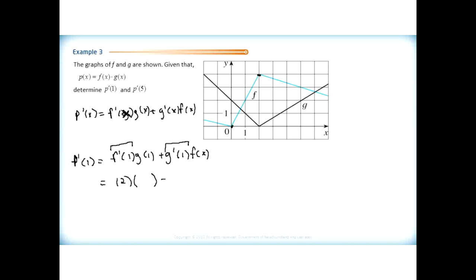I'll leave g out for now. And let's get g prime on that same interval. On the interval that contains 1, I can see that g goes, let's say between these 2 points, we go over 2 and down 2. So that's a slope of -1 for g on that interval.